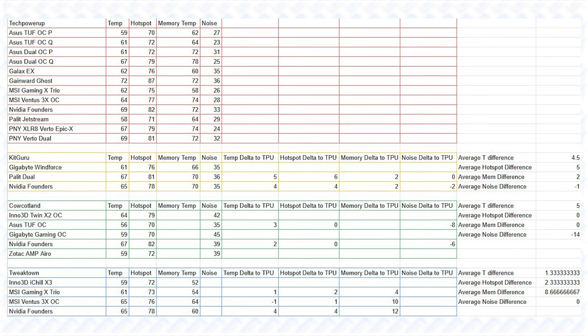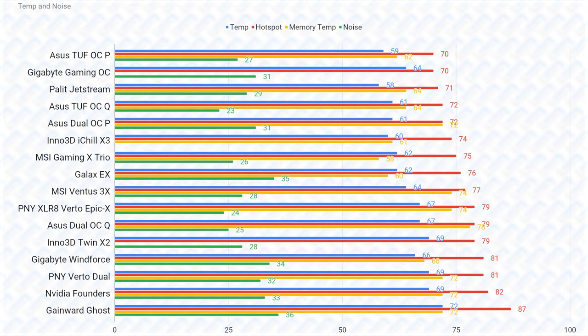I combined the results by correcting the temperatures to TechPowerUp's results by calculating the average delta temperature and noise measured on the same cards that TechPowerUp tested, and applying a correction to any card that isn't tested by TechPowerUp to be able to be added in the same graph. The result is this combined graph, which isn't completely accurate by any means, but it is good enough to give an idea of how these cards stack up.